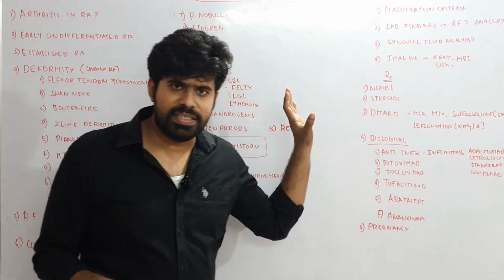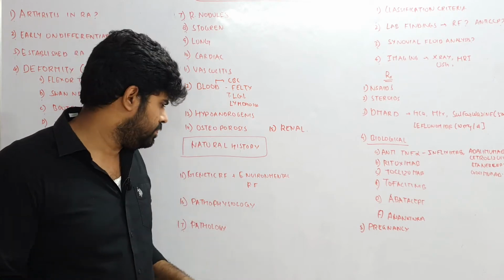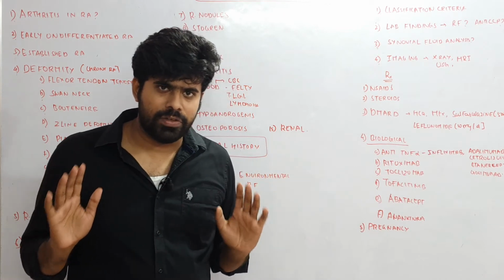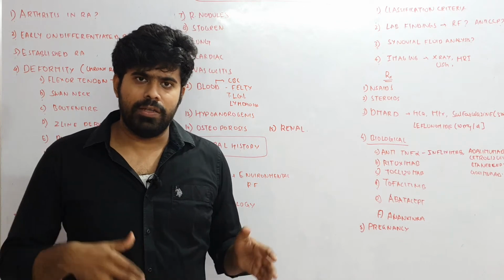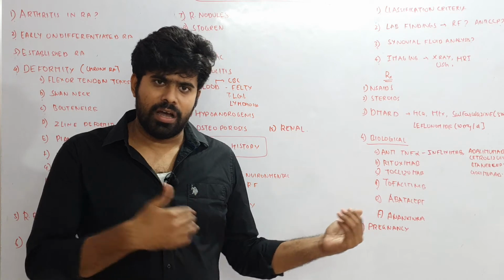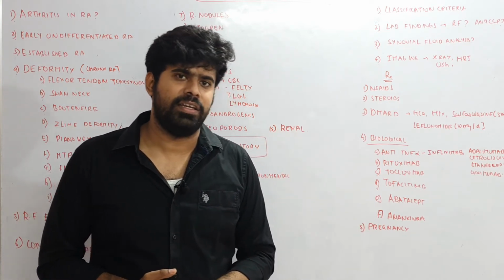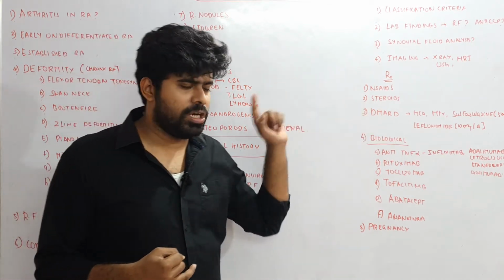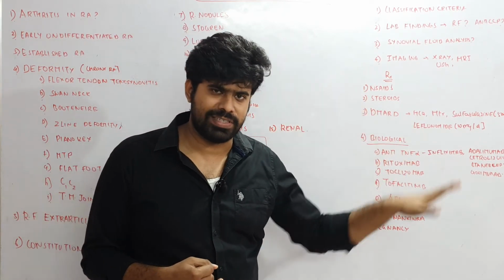Then DMARDs. These DMARDs are the treatment of choice in patients with rheumatoid arthritis. Methotrexate is the DMARD of choice. It has been used for a long period of time and very successfully. It is used at a dose of 7.5 milligrams on 2 days, Saturday and Sunday. On the other 5 days of the week, you have to give folic acid. This is the most effective first-line treatment in patients with rheumatoid arthritis. This cannot be used in pregnancy. Apart from that, in all other conditions, methotrexate can be used as a first-line agent.